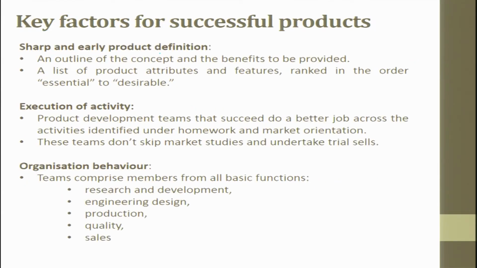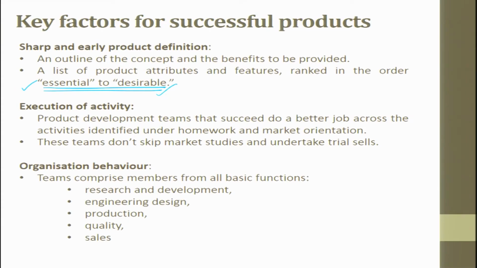Sharp and early product definition. An outline of the concept and the benefit to be provided will be one of the factors for a successful product. A list of product attributes and features. Attributes and features are different. Attributes: good, bad. Features: some specifications. Ranked in the order of essential and desirable. These two are very important things we should think of. It is essential, it is desirable. Essential means it must be there. Desirable means if it is there, it is okay.